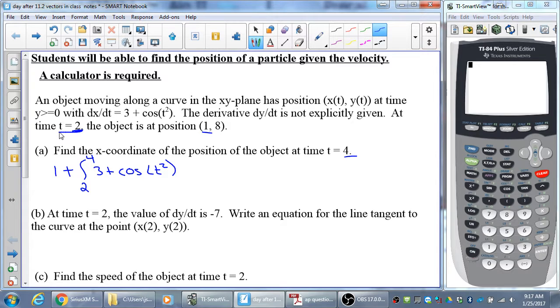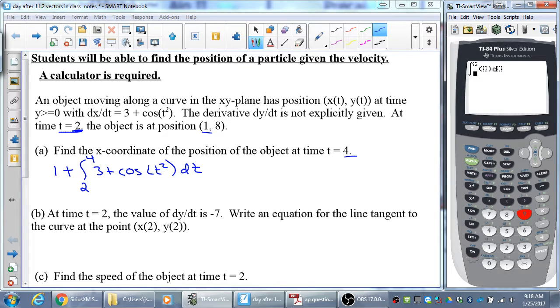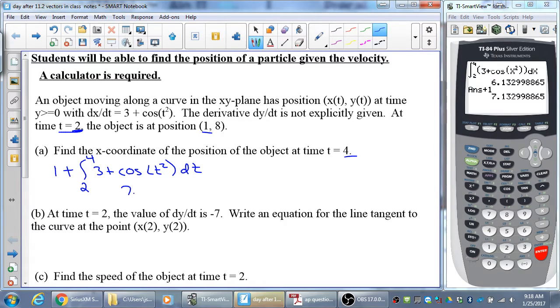Taking the integral of cosine of t squared is going to be kind of difficult. That's where the calculator comes in. So we go math, number 9. We're integrating from 2 to 4. Don't let me forget to add 1 to this. 3 plus cosine of x squared, dx. Enter. And then we add 1. 7.133. So that's the x-coordinate when t is equal to 4.